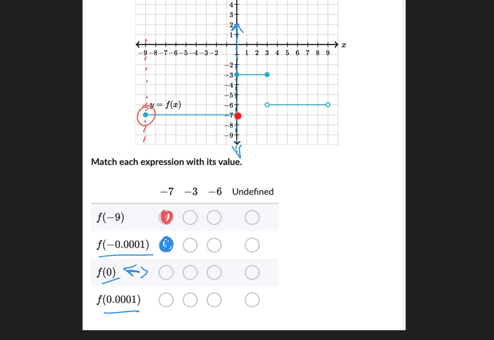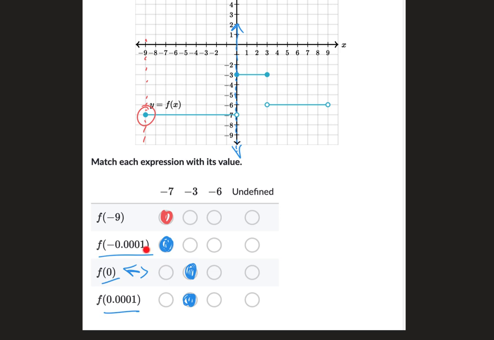But what about at 0? Well, at 0, I'm no longer at -7 because we have an open circle. So I cannot hit it here. But here I have a solid, so I do hit it here. That's -3. And then more to the right of that, I do hit it as well, because I have the solid line. This means that all these values are defined from 0 to 3 along this line. So that's still -3.